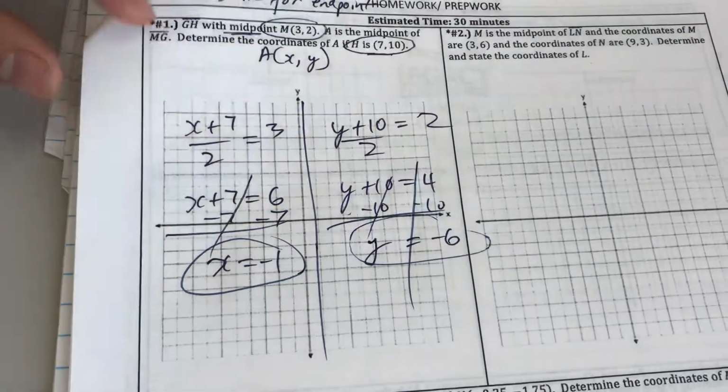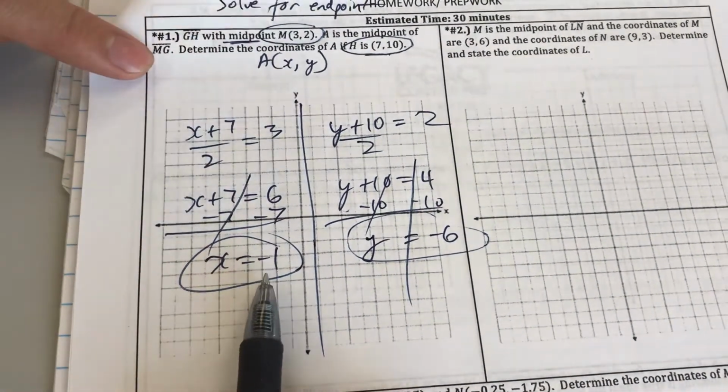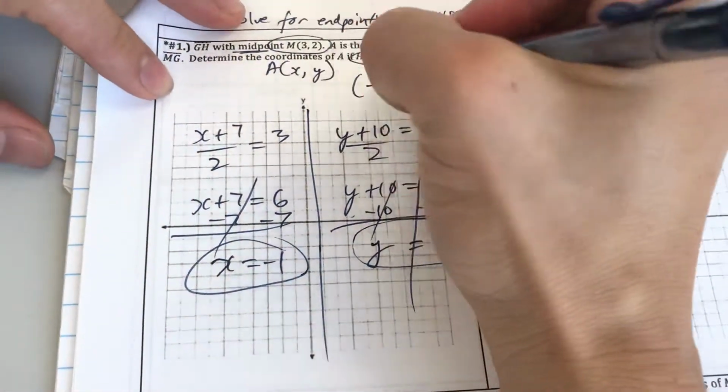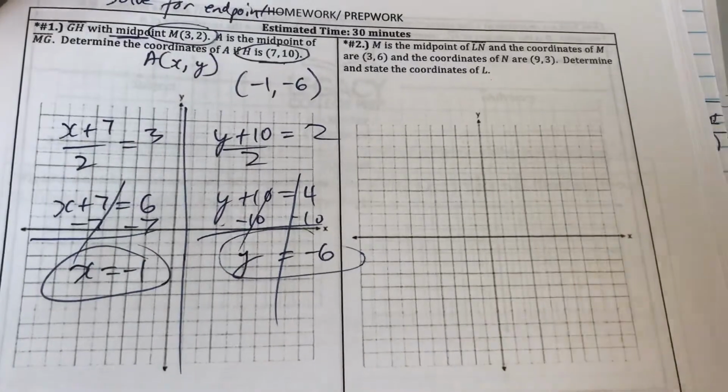Once you're here, you go back and you answer the question. The coordinate is very simple, right? The endpoint coordinate is (-1, -6). Done. Super easy. Now, let's take a look at question number 2.